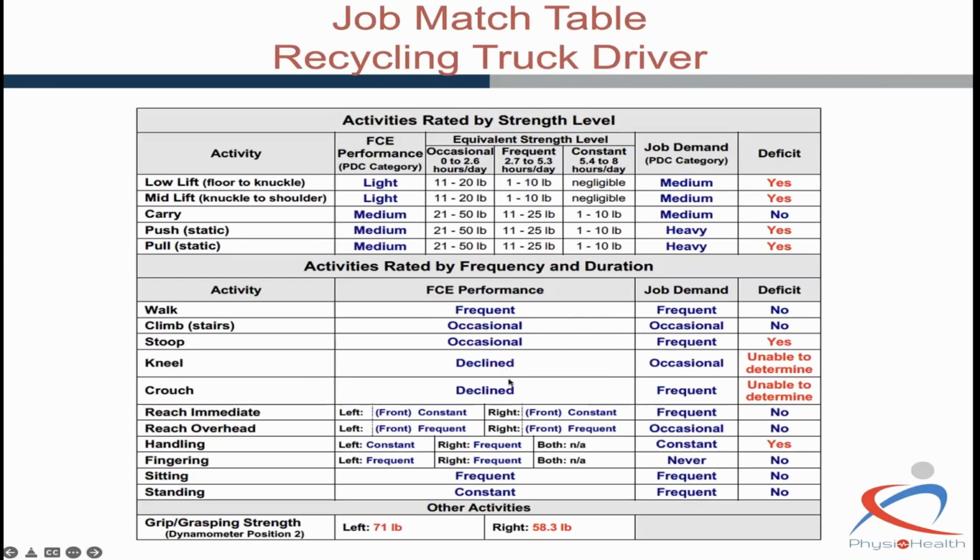He declined the kneeling and crouching tests because of pain, so we were unable to determine that job demand. And there were some issues with handling with his right hand. On the right side, the job demand is constant, and he was only able to perform at the frequent level, so there was a deficiency there. So here's sort of a holistic look at his performance and matching it to his defined job demands.